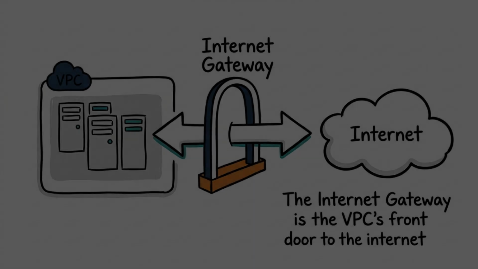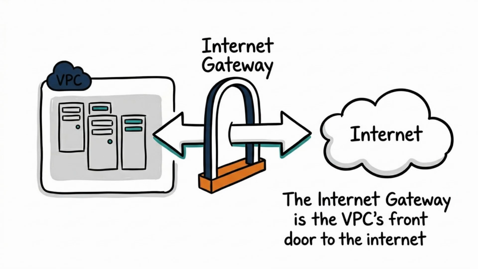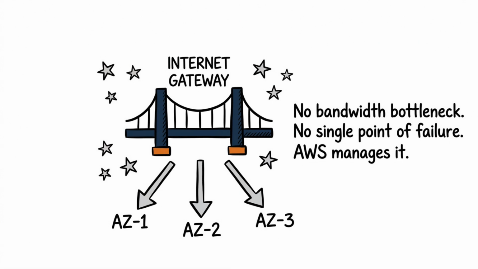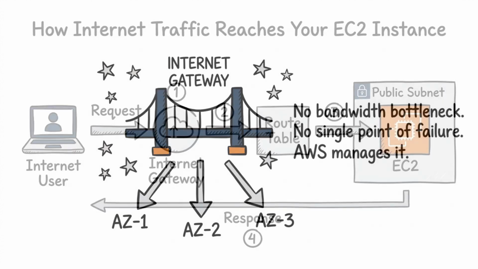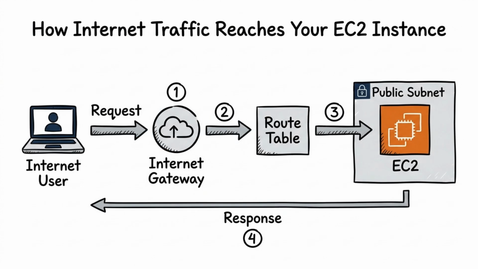So, your resources are inside a VPC. How do they reach the internet, and how does the internet reach them? Enter the Internet Gateway. An Internet Gateway is a horizontally scaled, highly available VPC component that allows communication between your VPC and the internet. It's not a single device. It's a managed AWS service, so there is no bandwidth bottleneck and no single point of failure. Attaching it to your VPC and adding a route to it is all it takes to make a subnet public.